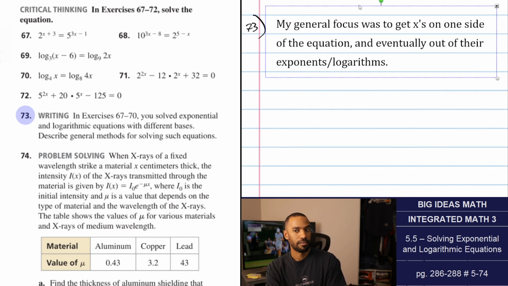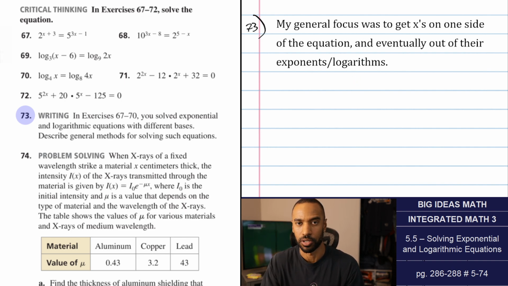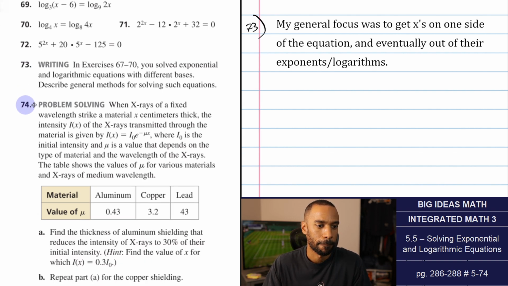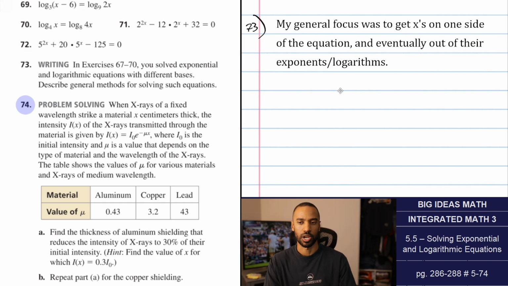I don't know if that's the best answer for it, but I don't think I faltered. I believe those are correct. So that's my general method there. I know there's more to state, but that's the general thing.